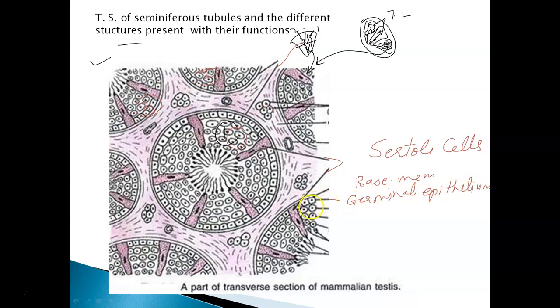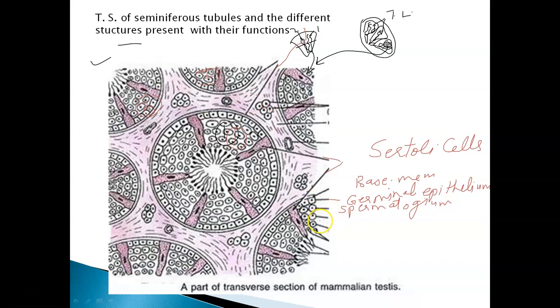It forms the sperms in different developmental stages. So germinal epithelium will give rise to spermatogonium. Children, one by one you have to see the different developmental stages. You cannot skip a single one, because these are the different developmental stages here. So germinal epithelium will give spermatogonia.